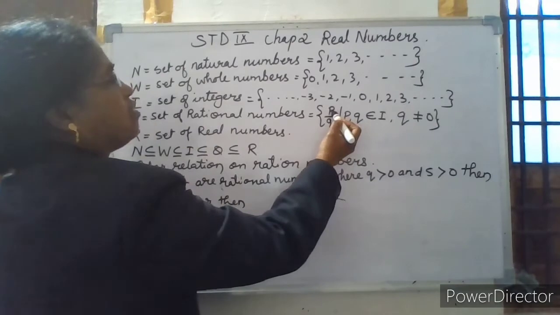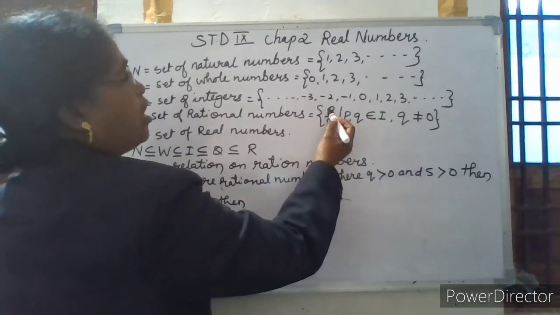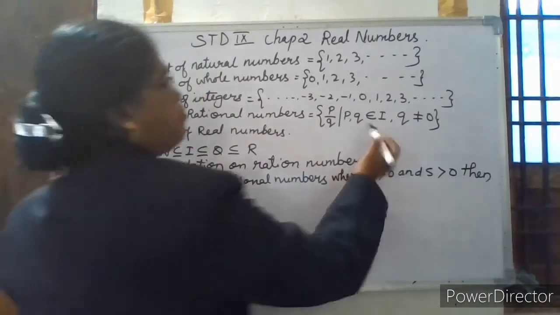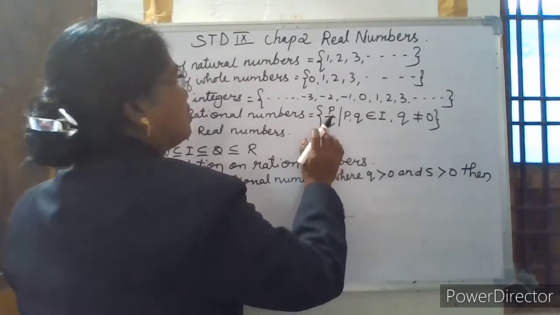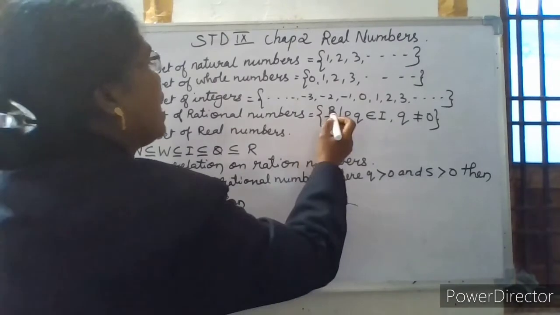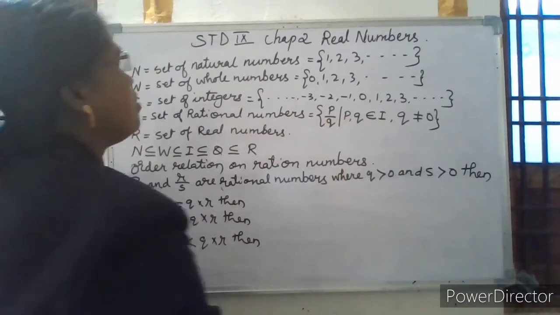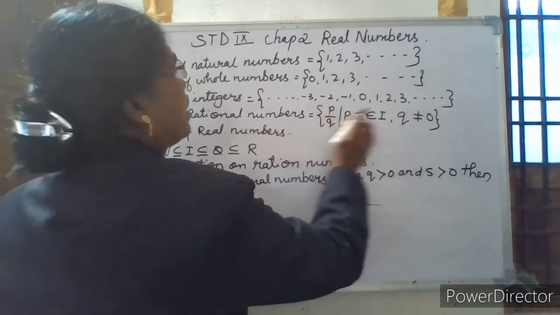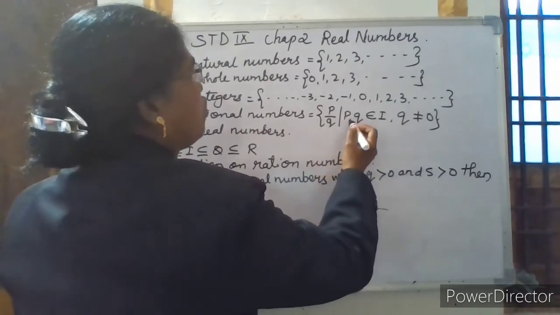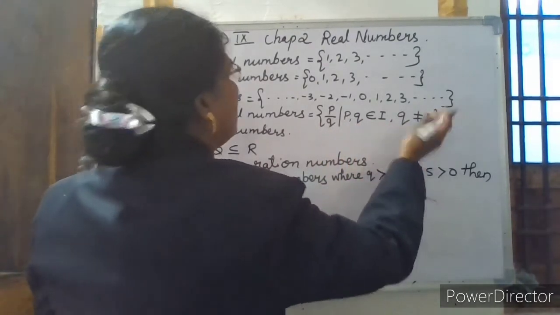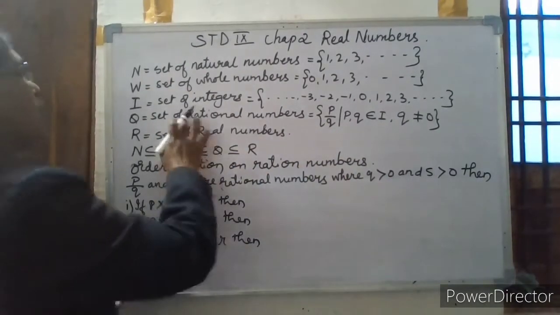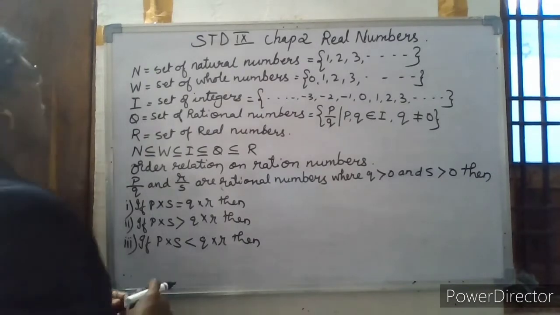When a number is in the form of p by q, where p and q both belong to the integers, but q must not be equal to 0. That is, the denominator must not be equal to 0. Numerator can be 0. p can be 0, but q cannot be 0. If q is equal to 0, then it is not a rational number. So any number in the form of p by q where p and q are integers, but q is not equal to 0, such a number is called a rational number. So, rational numbers are indicated by the capital Q.